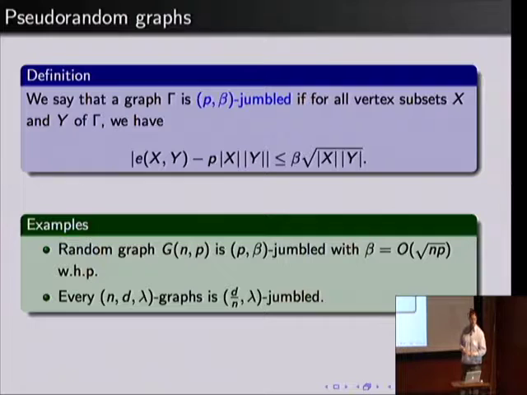And some basic examples are, take the random graph where every edge appears with probability p. That's (p, beta)-jumbled with beta being big O of the square root of np with high probability. And the famous expander mixing lemma tells you that every (n, d, lambda) graph, that's a graph on n vertices that's d-regular with second largest eigenvalue lambda, is (d/n, lambda)-jumbled. So there are many examples. There's a whole survey on pseudorandom graphs by Krivelevich and Sudakov. There are many constructive and randomized examples of (p, beta)-jumbled graphs that we know of.